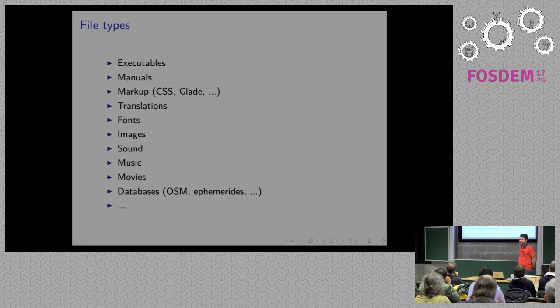We have markup languages, CSS and Glade. So if you want to style your website or you want to provide a user interface for a program, you have all these languages that you can use for that. Sometimes they're also auto-generated. So for CSS, you have this... what are the tools called? Well, I forgot. Glade produces some XML files, but you have all kinds of tools that can be used to generate them.